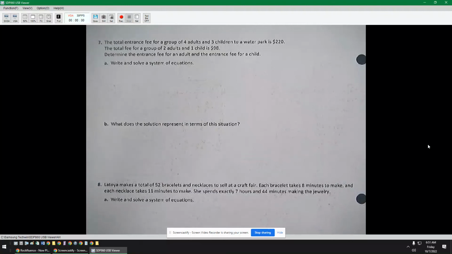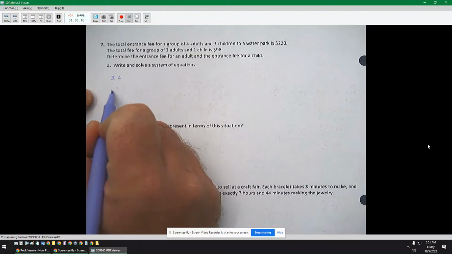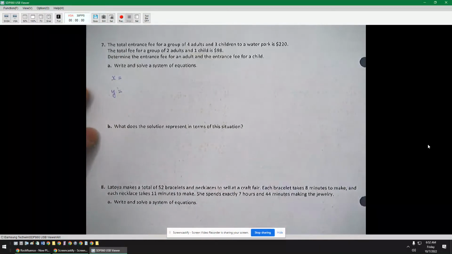Hey folks, we're going to finish up these last couple examples from solving systems of equations. So in the story problems, you always have to start off by defining what your variables are. So let's start off by saying what is x and what is y? What are the things that are changing in this story? What are the things that we don't know?